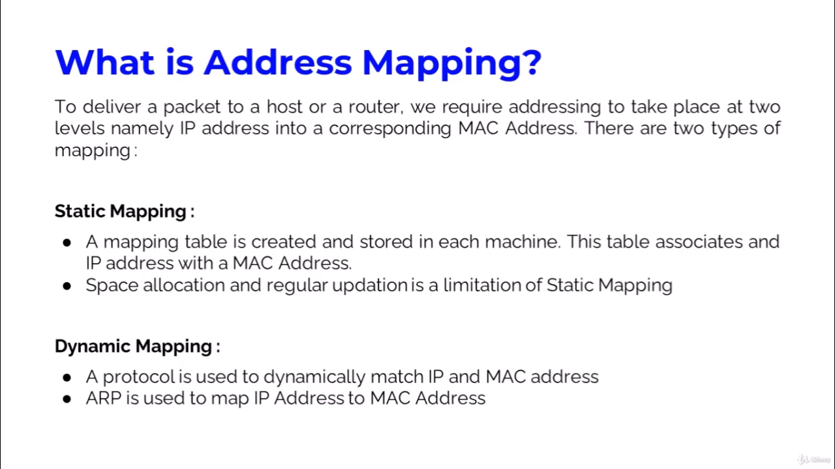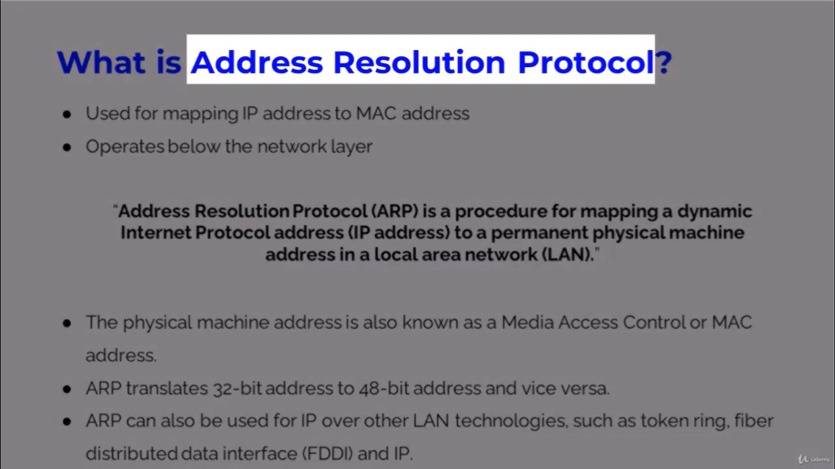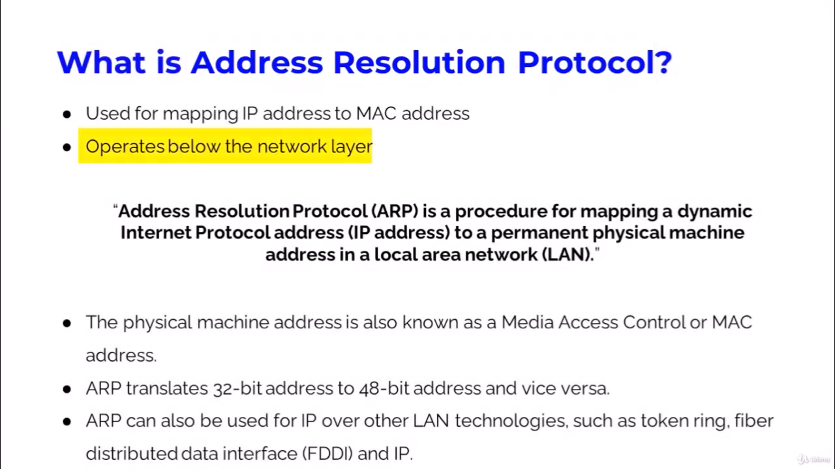And this is where dynamic mapping comes into the picture. In dynamic mapping, each time a device knows one of the two addresses, that is the IP address or MAC address, it can use a protocol to find the other one. And that protocol is nothing but ARP. It is a network layer protocol used for address resolution, or in simple words, address mapping in TCP/IP.